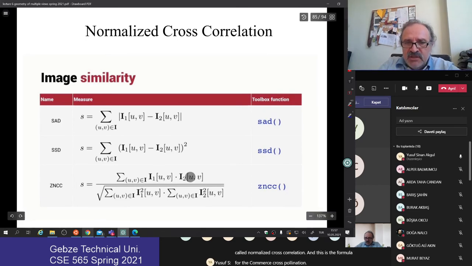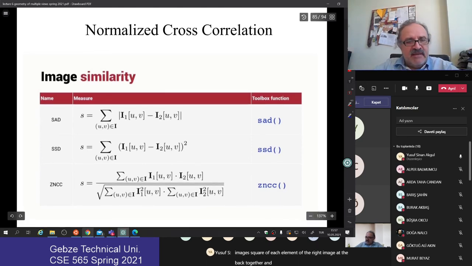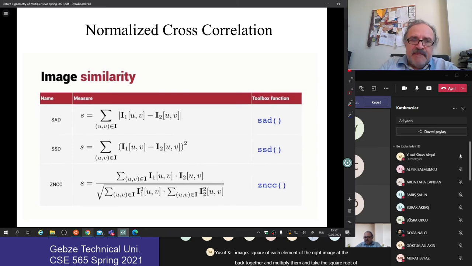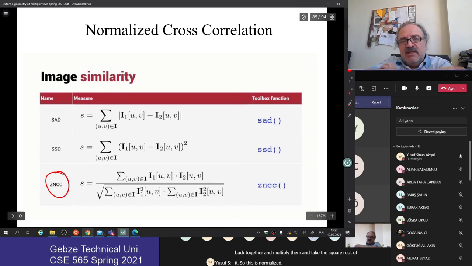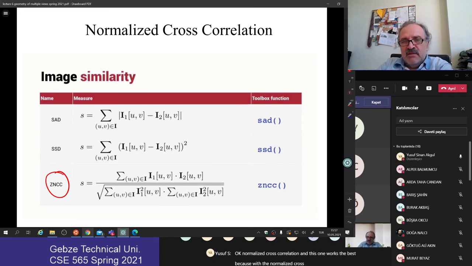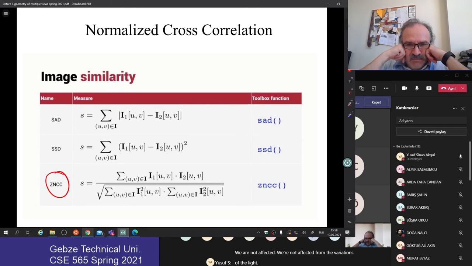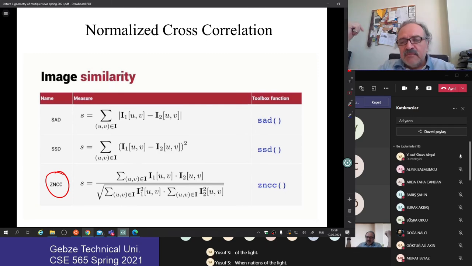The upper part is cross correlation, I1 and I2. The lower part is the length of both of them, right? So I'm going to take the square of each element of the left image and the square of each element of the right image, add them up together and multiply them and take the square root of it. So this is normalized cross correlation, and this one works the best, because with the normalized cross correlation, since each vector is normalized, we are not affected by the variations of the light.